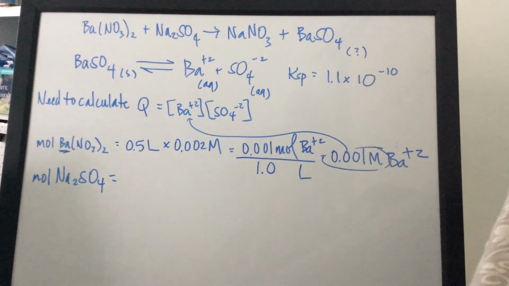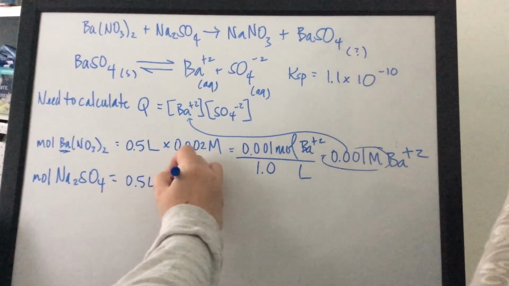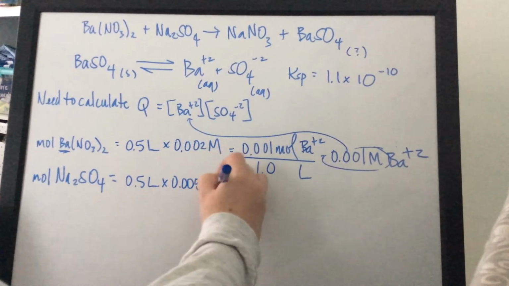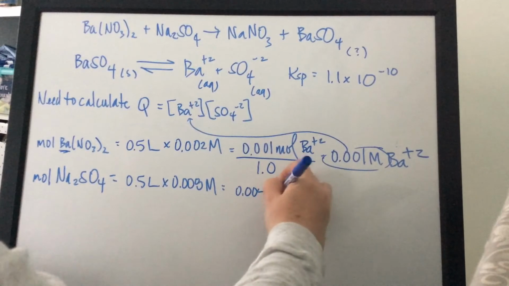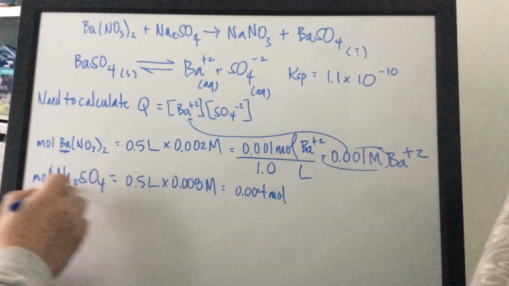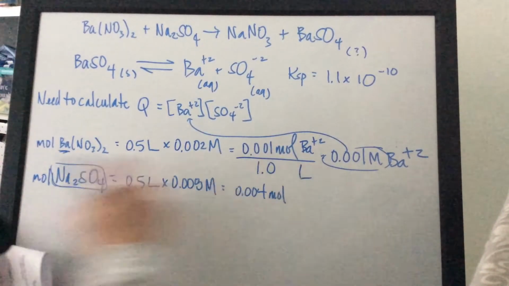Okay, so moles of the sodium sulfate, which really I'm interested in just the sulfate. So it was also 0.5 liters times 0.008 molar. That gives me 0.004 moles of the whole thing, right? The sodium sulfate, but I'm really interested just in the sulfate, so it's a 1-to-1.